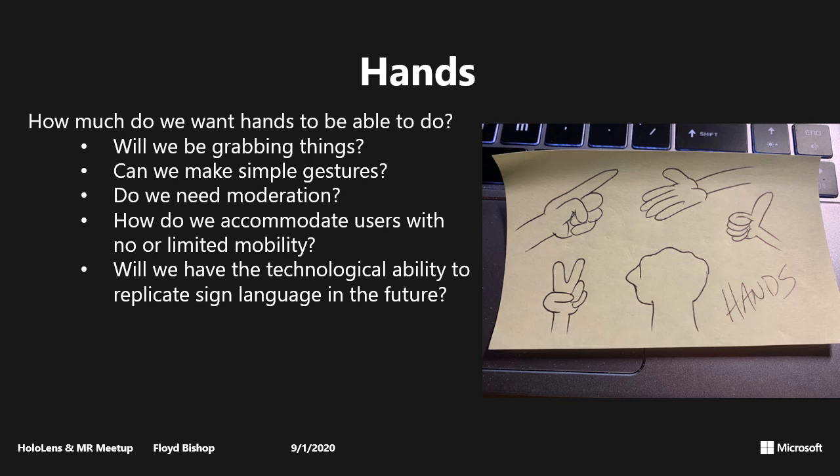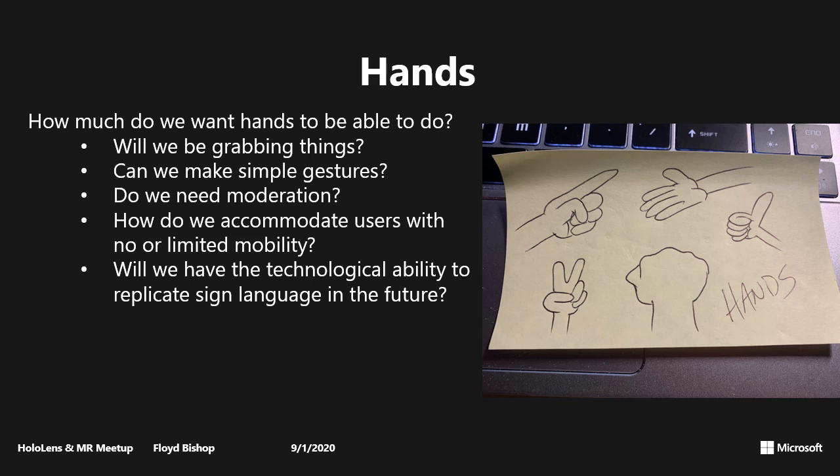Another thing is, how do you accommodate for users with no or limited mobility? If you've got a user that's got some reason that they can't use their hands, either technological reason, they don't have hand input, or some physical issue where they can't use their hands, how do you get around that? What do you do to kind of make the experience equal for everyone?